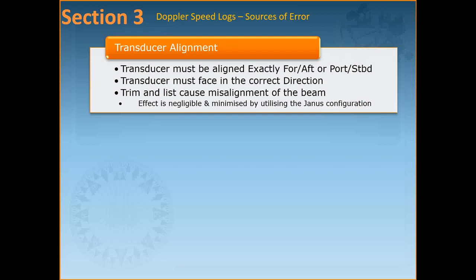There have been cases where the transducers were fitted in reverse after a stay in dry dock, and as a consequence, the forward movement was indicated by a negative number or the stern speed and vice versa. Trim will also cause a misalignment of the beam in the vertical plane. But these errors are generally small, as the integrity monitoring done by using the Janus configuration mitigates the effect.